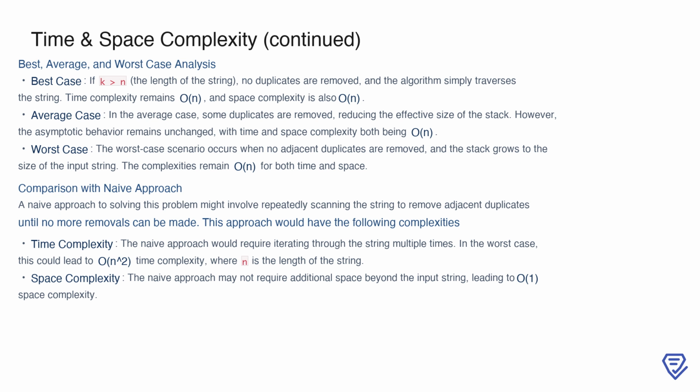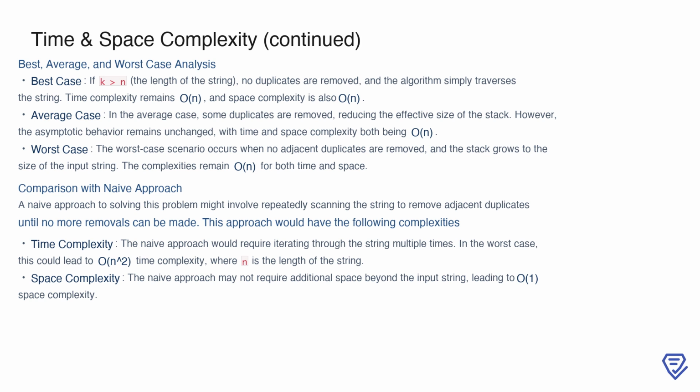Let's take a closer look at the best, average, and worst-case scenarios for this algorithm. In the best case, if the value of k is greater than the length of the string n, no duplicates are removed because the frequency condition cannot be met. In this scenario, the algorithm simply traverses the string, resulting in O(n) time complexity and O(n) space complexity.